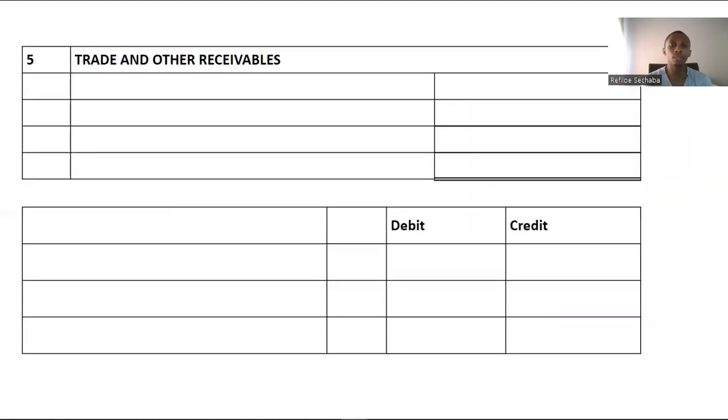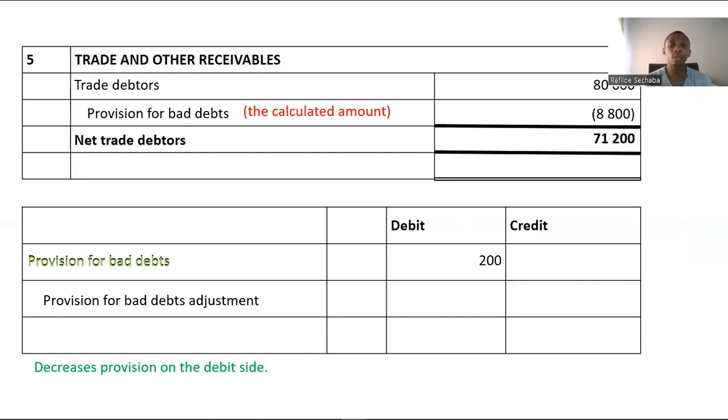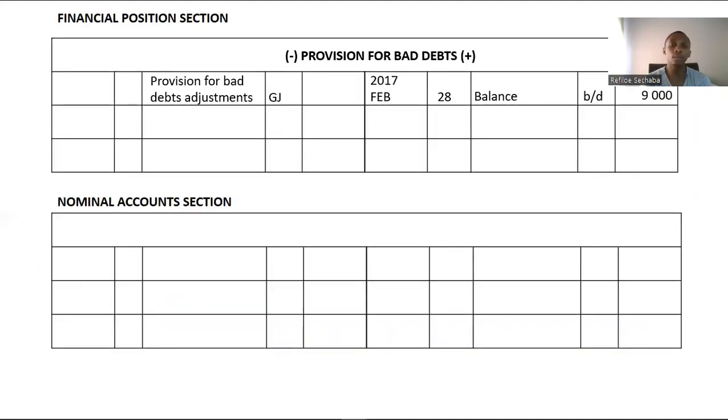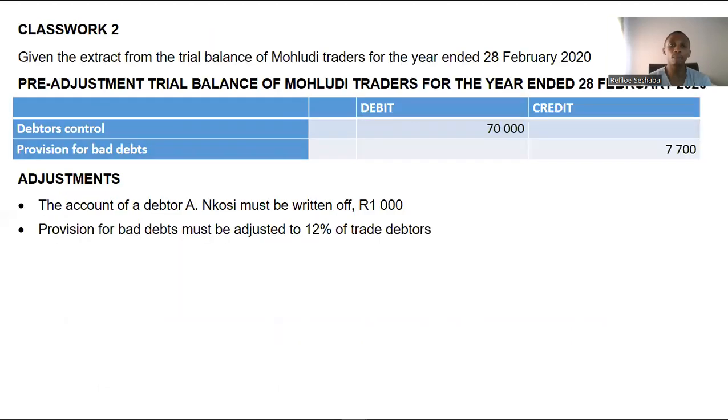In trade and other receivables, you're going to need to get 71,200. Now, when we record this, you're going to take on the debit. We need to bring the income up. So the provision for bad debt adjustment will be income. Income in provision uses our trade and other trade debtors. Provision for bad debt adjustment will increase on the credit side.